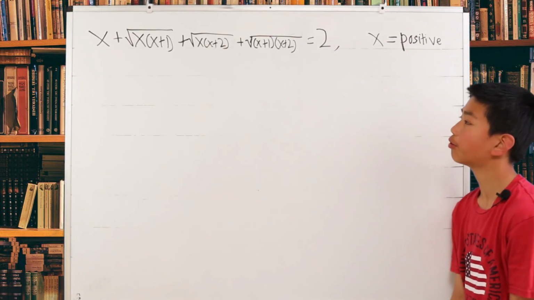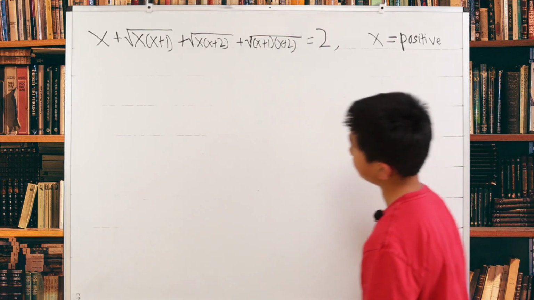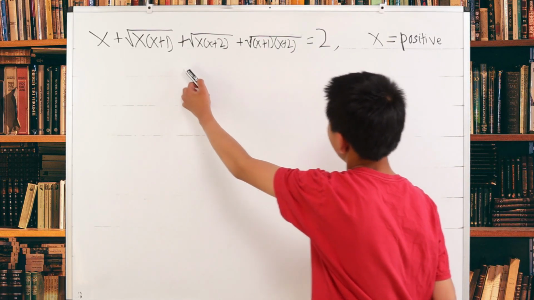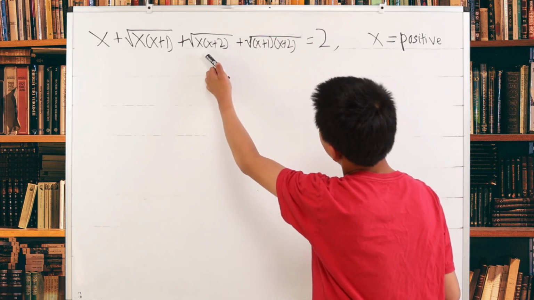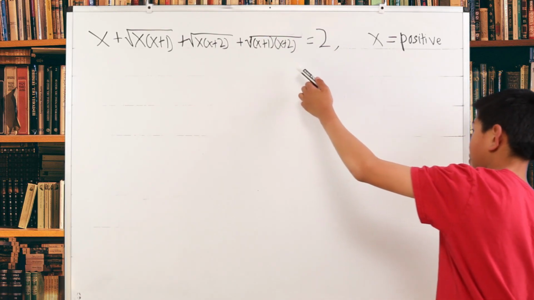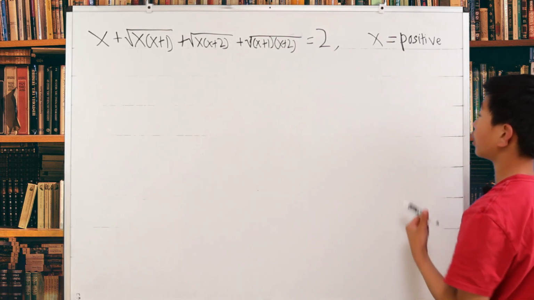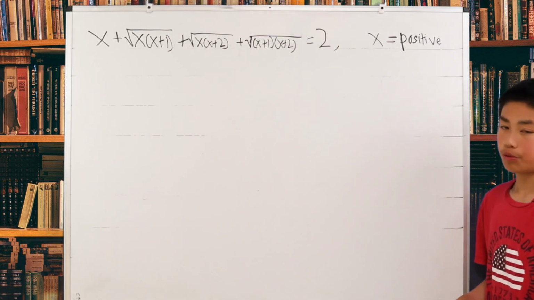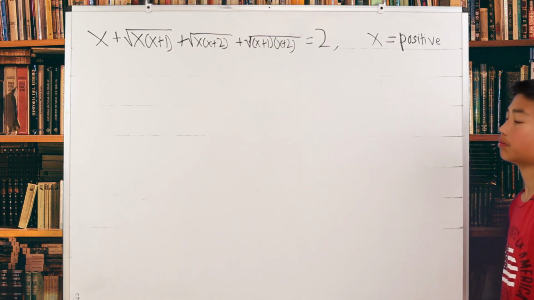Today we are back with another problem. We are given that x plus the square root of x times x plus 1 plus the square root of x times x plus 2 plus the square root of x plus 1 times x plus 2 is 2. We are also given that x is positive. So we need to find x from that information.